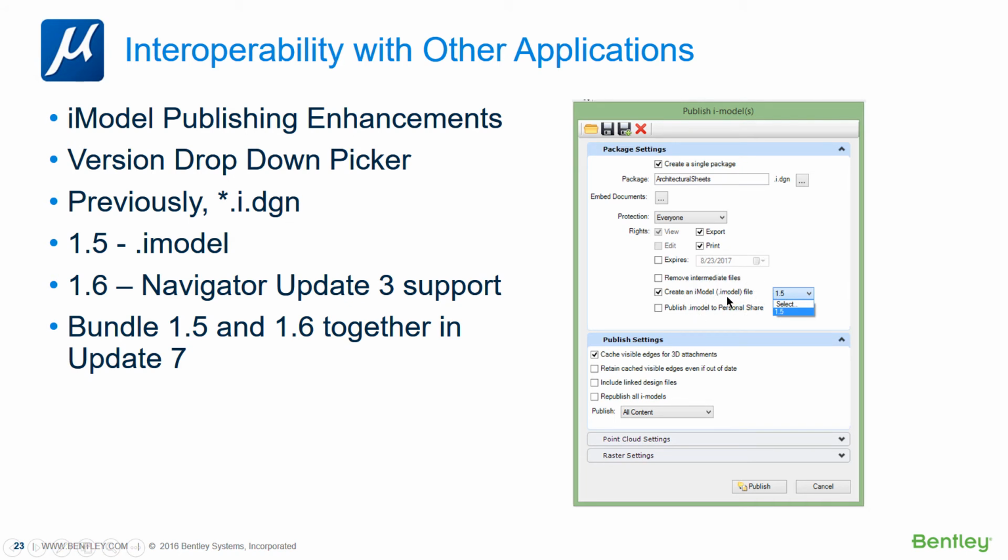And these iModel files actually in this version allow you to choose which version you want to create. So previously you had the i.dgn. The 1.5 is the first version of the .iModel. Navigator has some additional features. So in update 3 of MicroStation, we added in the support for the Navigator 1.6 format. And then we bundle these together in update 7 so that you can choose which version you want to create.